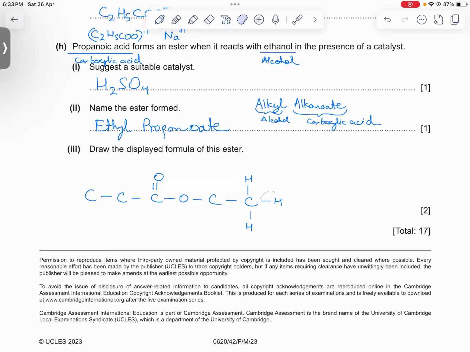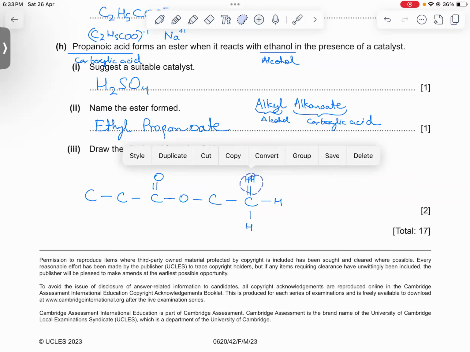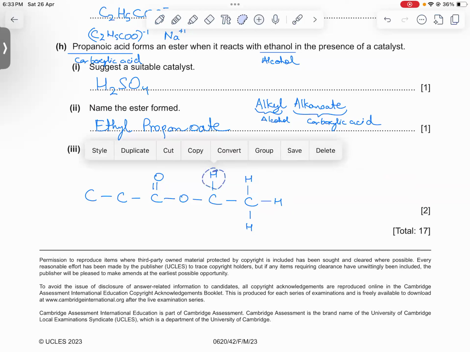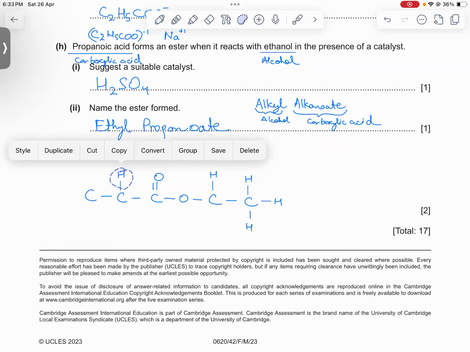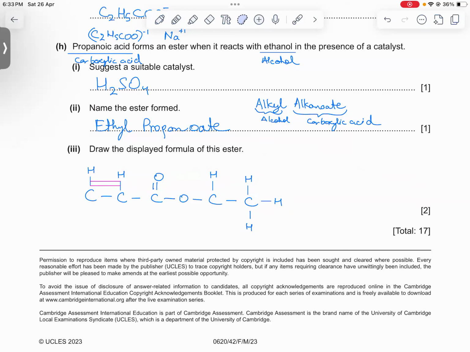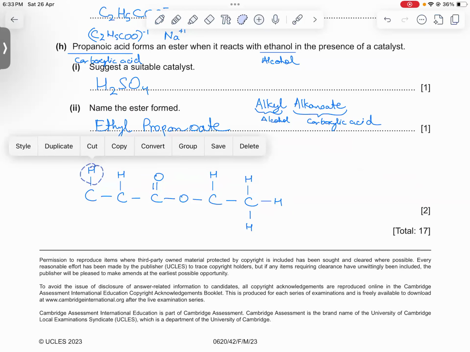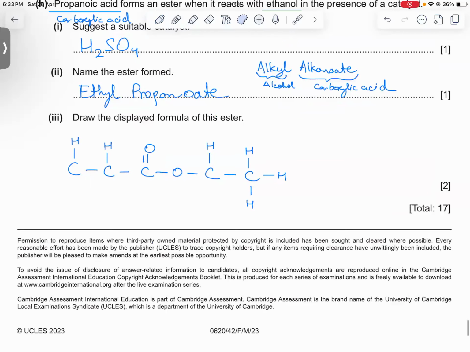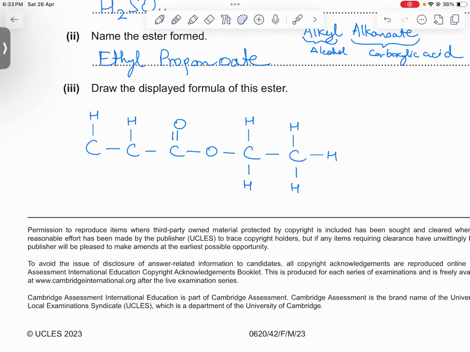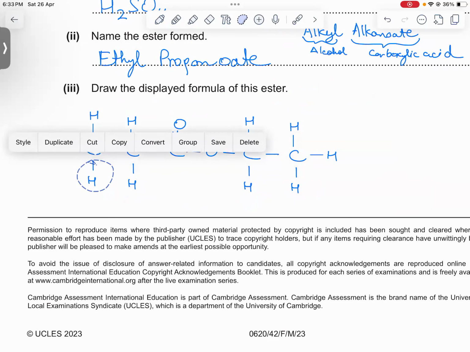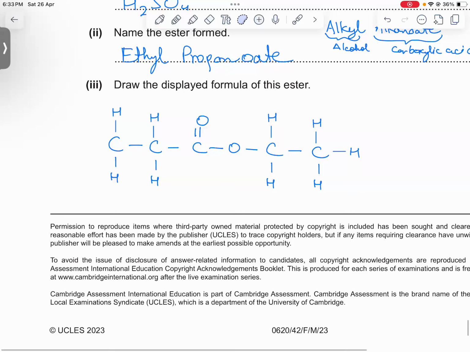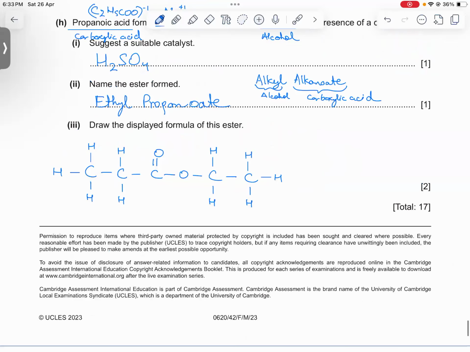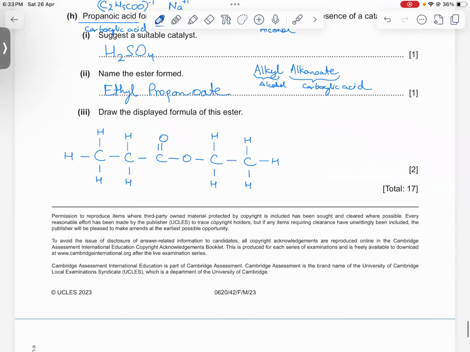All right. So what I will do is I'll just duplicate this onto everyone. All right, and then this guy will get duplicated on the bottom. All right, and then this will be our other hydrogen. All right, this is the complete displayed formula of ethyl propanoate. And with that, this exam paper is completed.